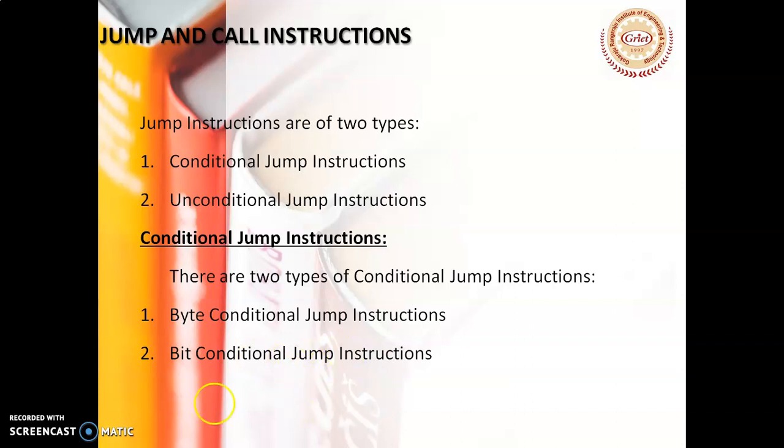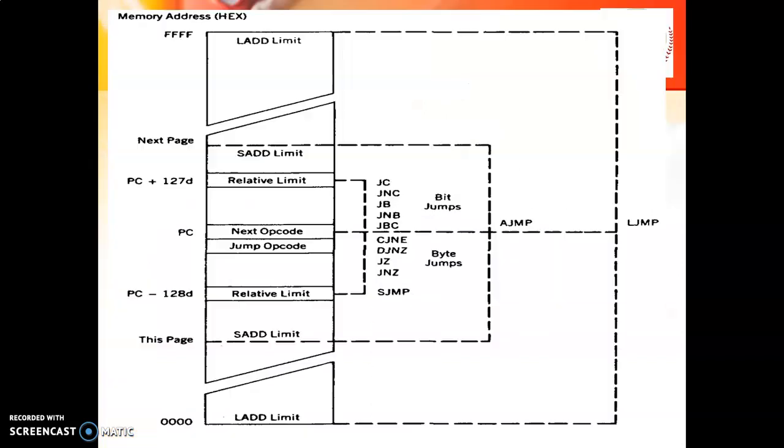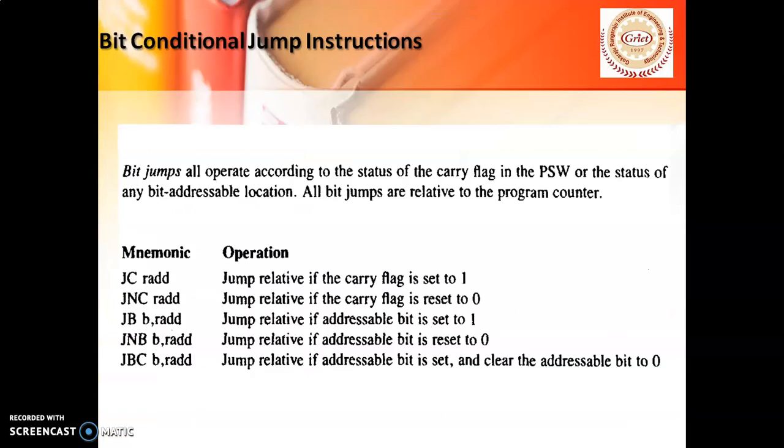But before that, we have two types of conditional jump instructions. One is byte conditional jump instructions and the other one is bit conditional jump instructions. So this is the jump and call program range. The relative range is minus 128 to plus 127, absolute short range and absolute long range. Let's discuss all this in the coming slides. Now let's start with bit conditional jump instructions.